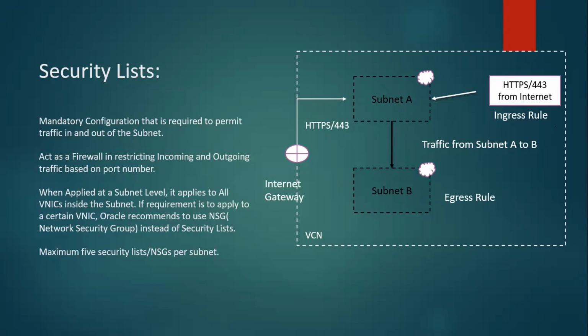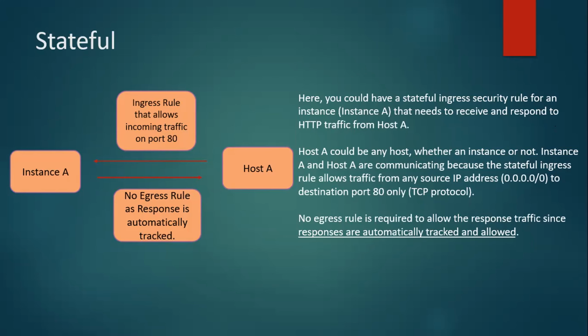Now let's go to our next slide. Like I was saying, for a stateful security list, you don't really need to define an egress rule because the flow of information is automatically tracked and allowed. If you see here, we have instance A and host A. There is incoming traffic into instance A from host A, and there is outgoing traffic from instance A to host A. In such a case, all you need to do is define an ingress rule that will allow the incoming traffic on, let's say, port 80.